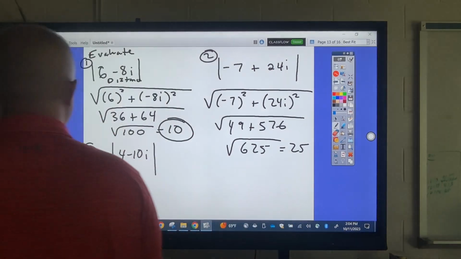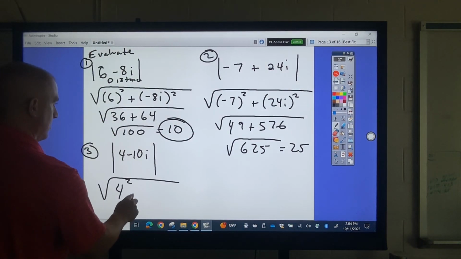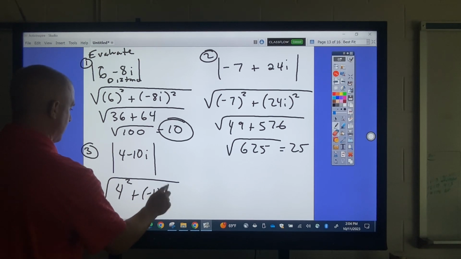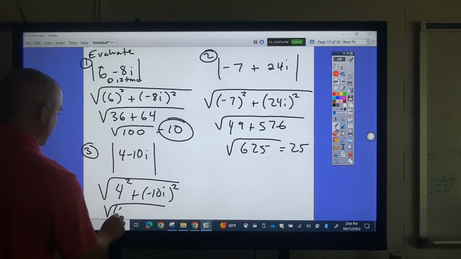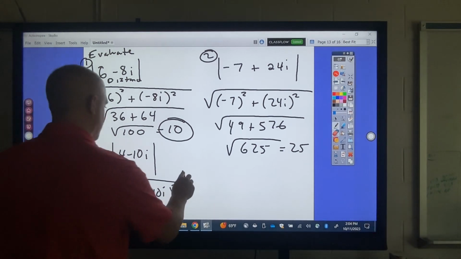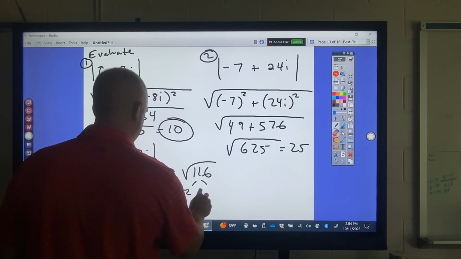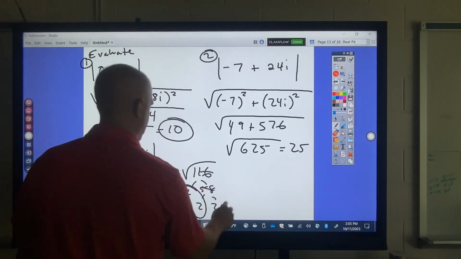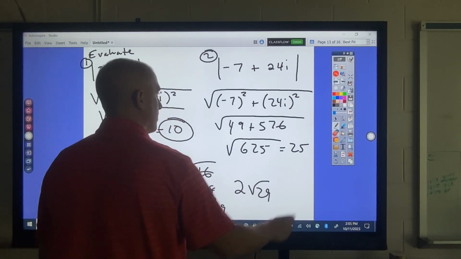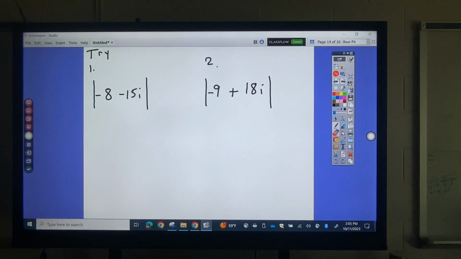On this one, 4 squared plus negative 10 squared. That's going to be 100. And that's going to be 16 plus 100, which is 116. I have to break that down. It'll be 2 and 58, 2 and 29. There's my pair. So it'll be 2 square root of 29. You guys go ahead and practice those two on your own.